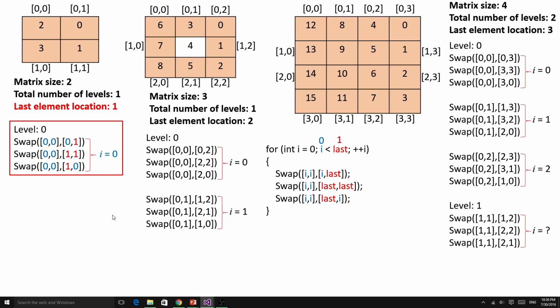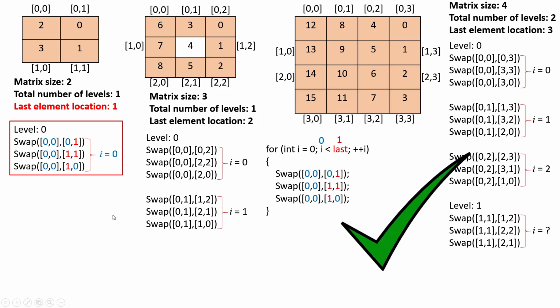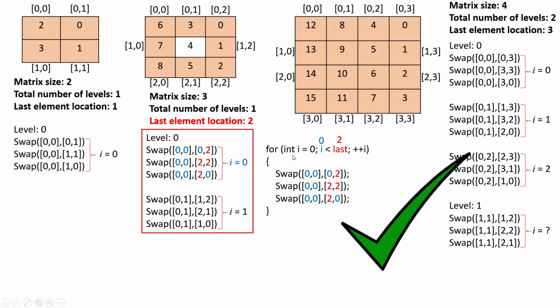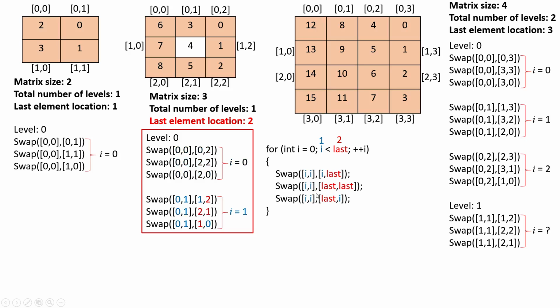Now let's move on to the 3x3. So we'll move on over here. i is still 0, last is now 2. And let's see if everything we came up with before still holds true for the 3x3 matrix. So we'll put in numbers for everything. Everything looks good for the first loop. So now i will be incremented to 1, and we'll put numbers for everything.